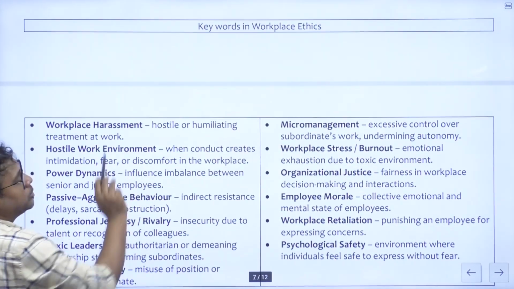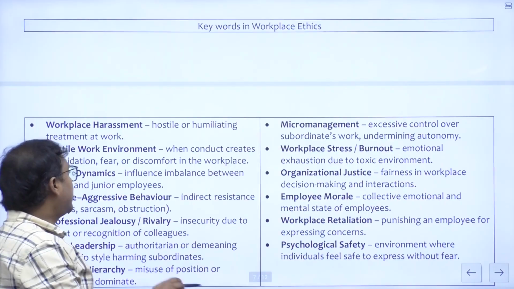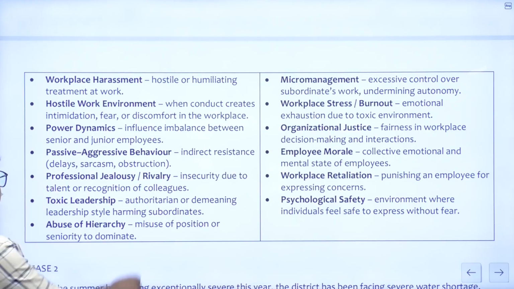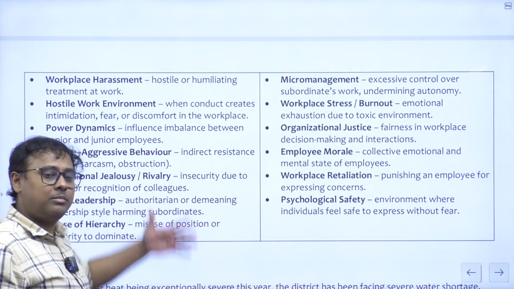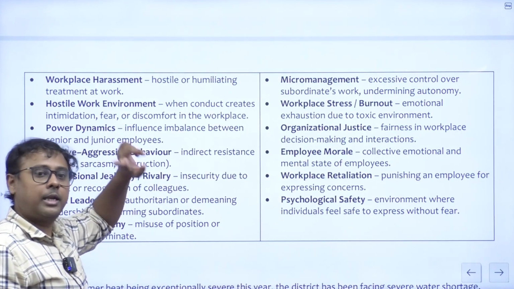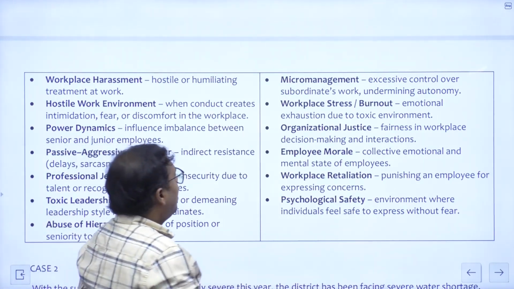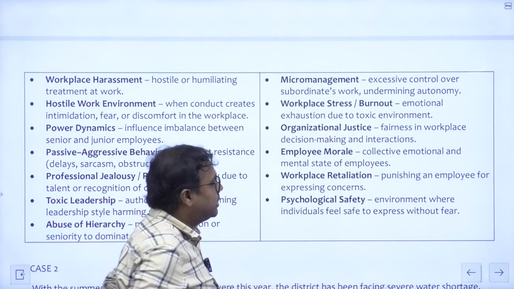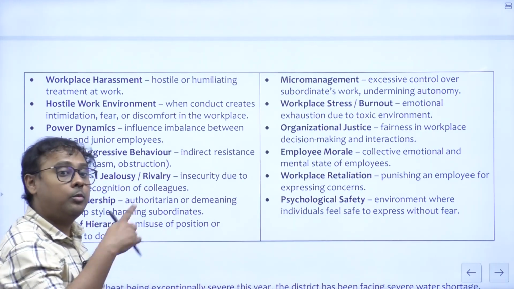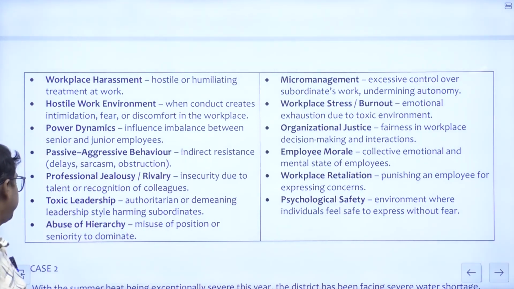These are the keywords I'm talking about. So what are the keywords? Workplace harassment, hostile work environment, power dynamics, passive aggressive behavior, professional jealousy, rivalry, toxic leadership, abuse of power. You have all heard these. Don't write this now, I'll share this PDF; it will be uploaded on your Telegram and YouTube also. Now, organizational justice, workplace retaliation, psychological safety. These are the terms that we can use when we are talking about workplace ethics. Move on to the last case.